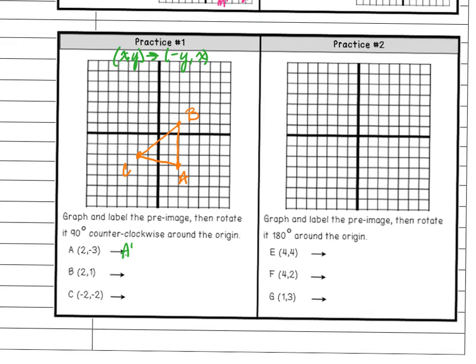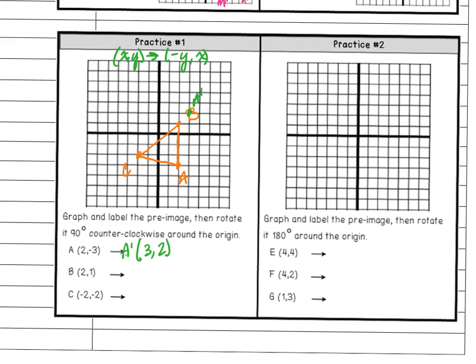Okay, so here we go. So y becomes negative, so that's 2, change signs, and x stays the same, so it's 3, 2. 2, 3, 1, 2, right in the middle of the B right there. So that becomes A prime.